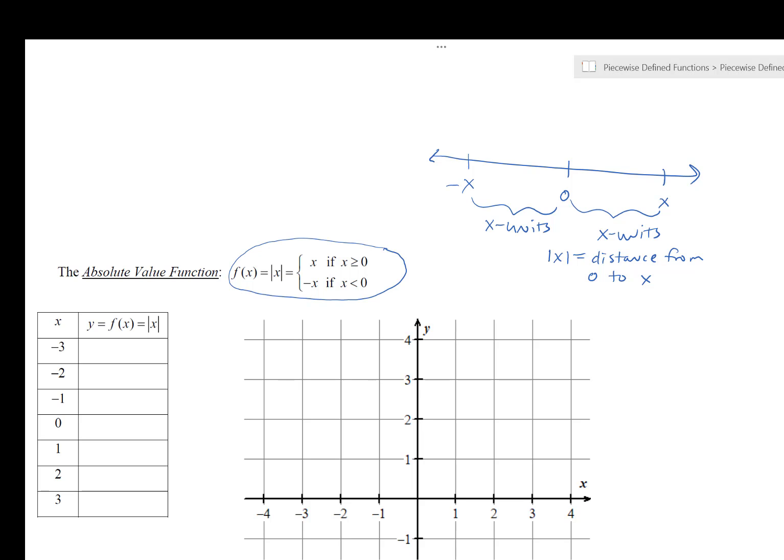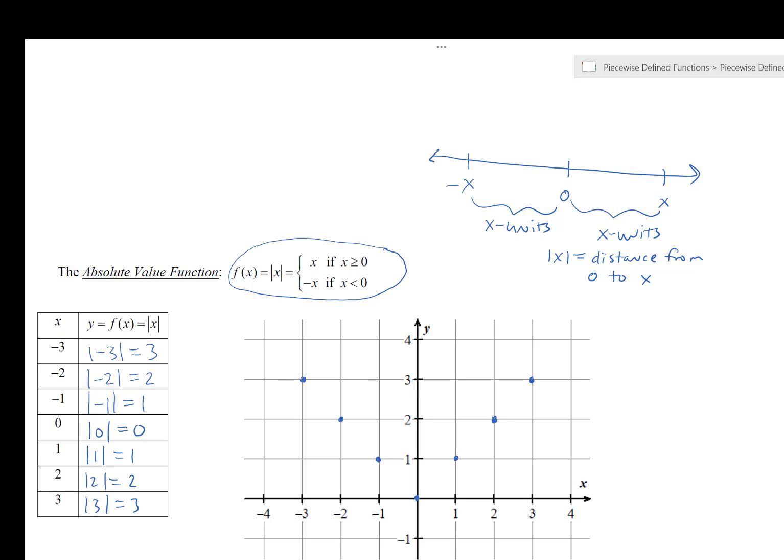So if x is negative 3, the absolute value of negative 3 is 3. If x is negative 2, then the absolute value of negative 2 is 2. Go ahead and plot those two points real quick. When x is negative 3, the output is 3. When x is negative 2, the output is 2. If x is negative 1, the output is 1. If x is 0, the absolute value of 0 is 0. And then if x is 1, the absolute value of 1 is 1. If x is 2, the absolute value of 2 is 2. And if x is 3, the absolute value of 3 is 3.